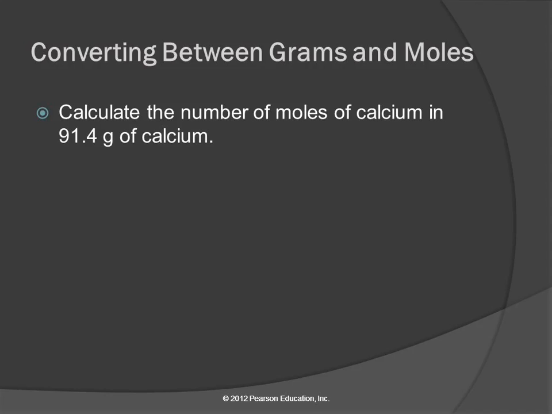91.4 grams of calcium. And we're trying to figure out how many moles of calcium. Do we know a relationship, or can we find one quickly, that tells us how many grams is 1 mole of calcium? It's on the periodic table. 40.08. So we look on the periodic table.